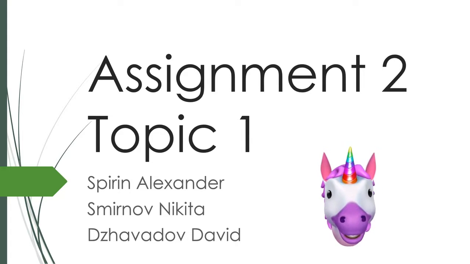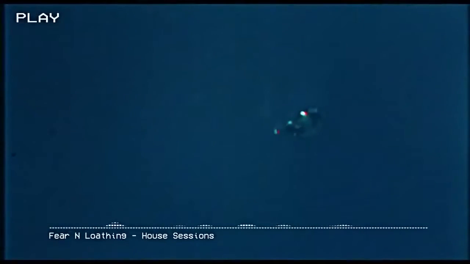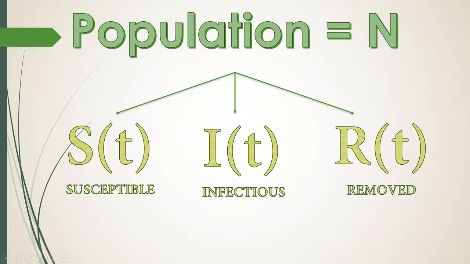This is our second assignment for the first topic: disease models. We will now build a simple model of an infectious disease. Assume the total population we are studying is fixed at N individuals. This population is then divided into 3 separate pieces.